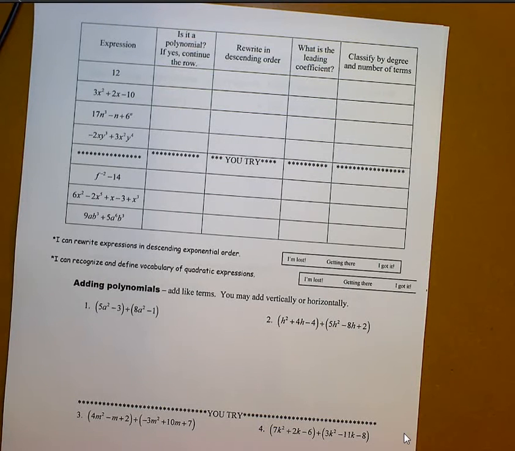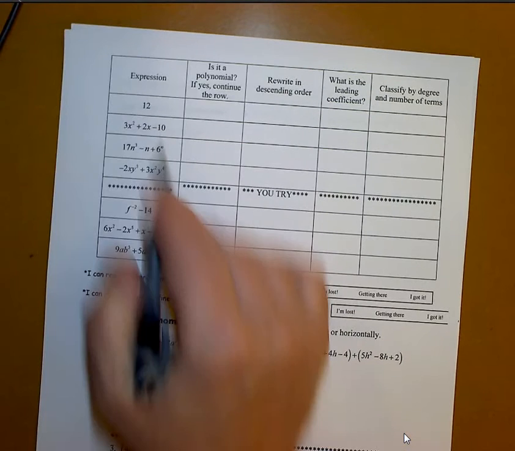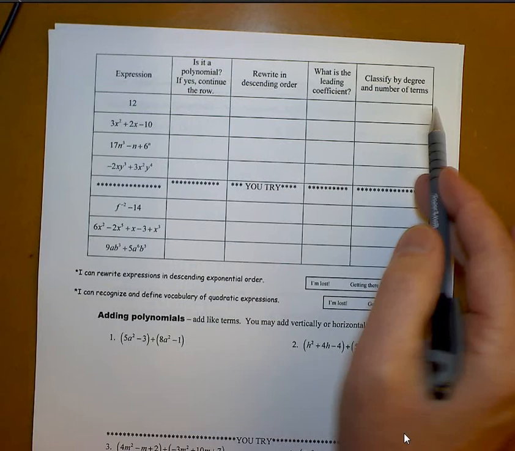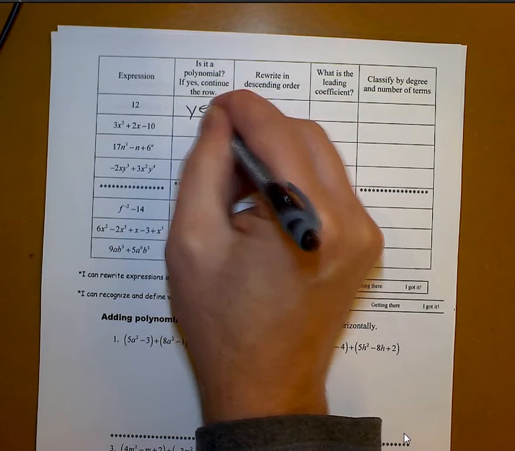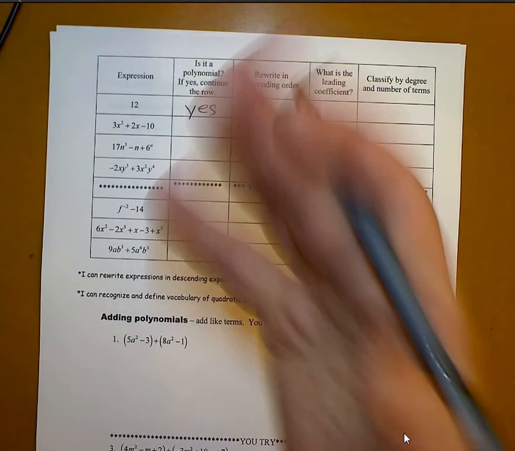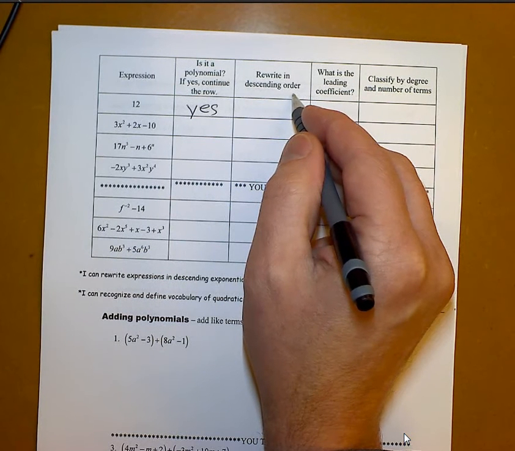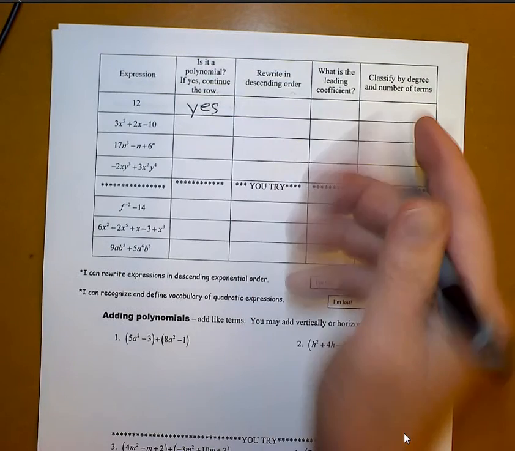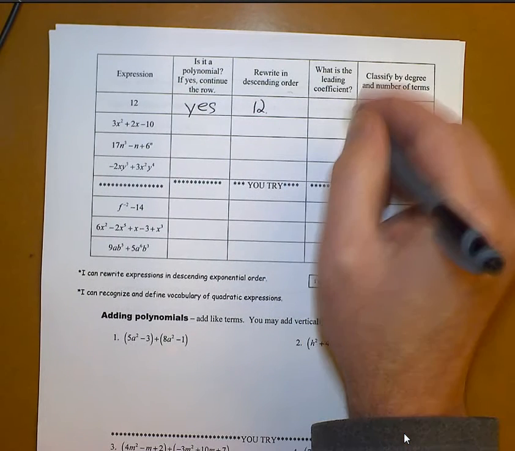Okay, so now we're going to figure out how do we figure out what the degree is, how to write in descending order. So this chart, we're going to have an expression here. Is it a polynomial? If yes, we continue. So is 12 a polynomial? Yes, it's a polynomial. What's the definition of polynomial? It's a number or variable. So write in descending order. So you remember descending order, we're going to write it from highest degree to lowest degree. It descends. So there's only one term, so that one's kind of simple. It's just 12. What's the leading coefficient? Once again, it's just 12.